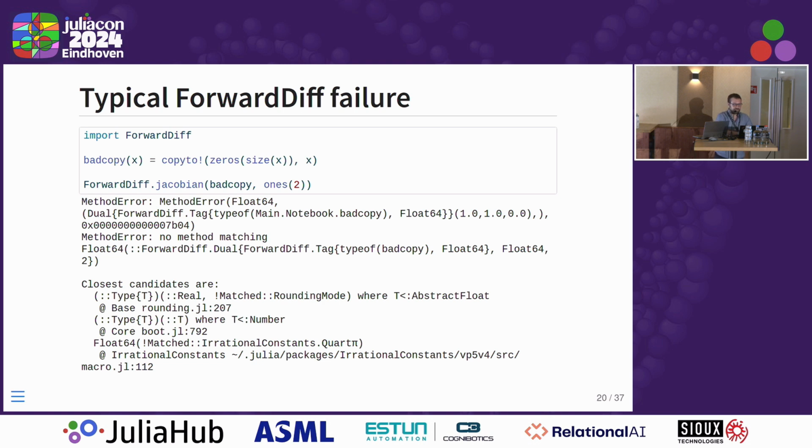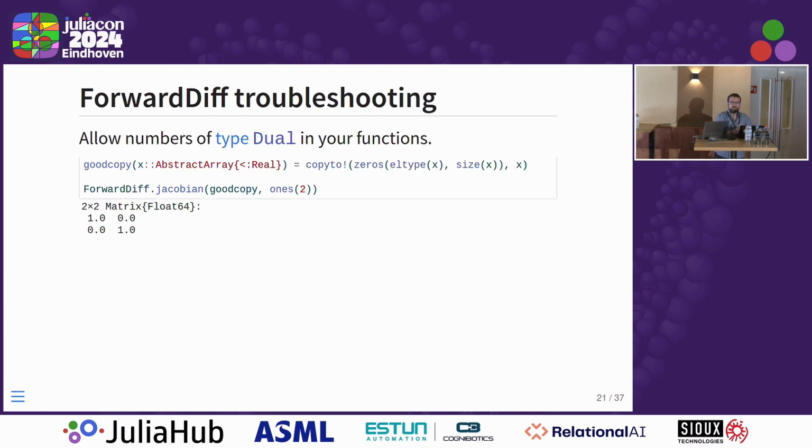So what you want to do here is you want to allow numbers that have a specific type Dual in your functions. And more generally, you should strive to write functions that are as generic as possible, because you never know what sort of weird magical number types people may come up with. It's not just for automatic differentiation. It's for Unitful types in physics. It's for measurement uncertainties. It's for all types of things that you want to put inside your functions, and you want to get something at the end that makes sense.